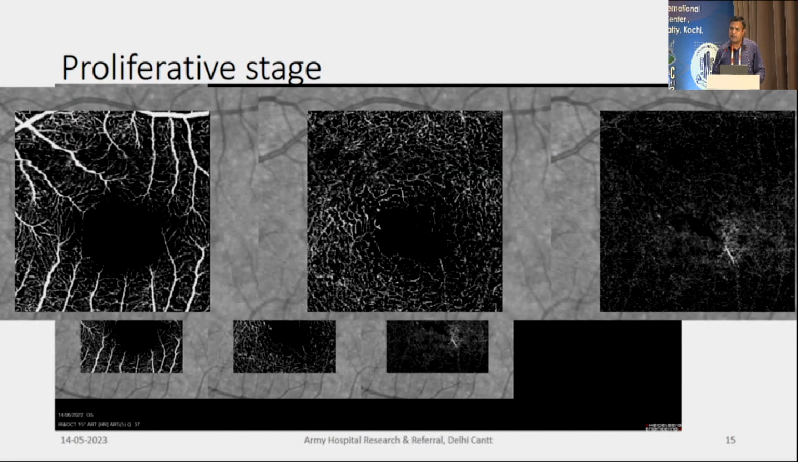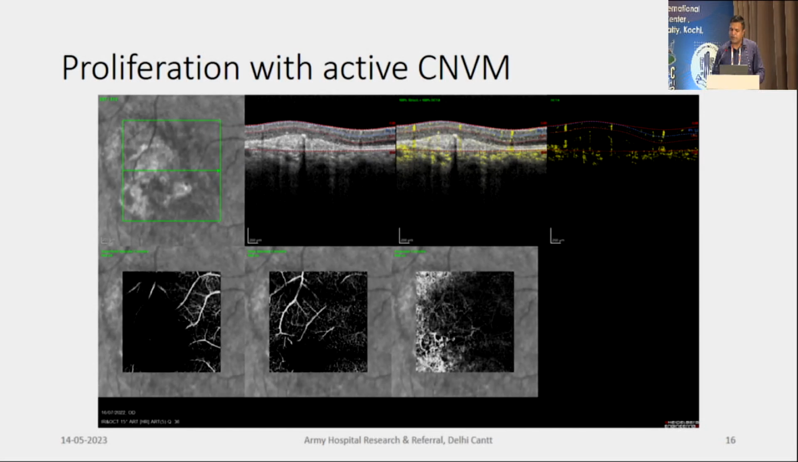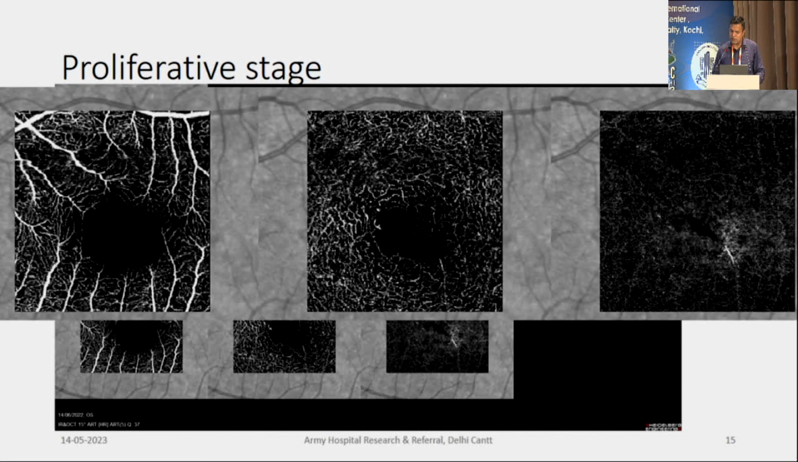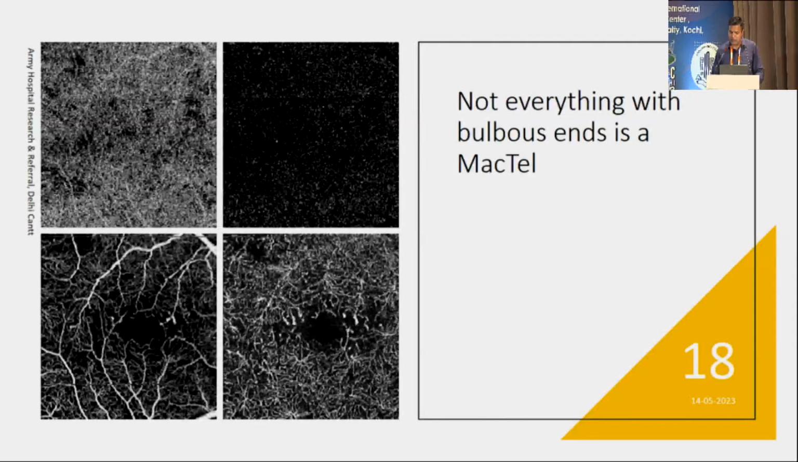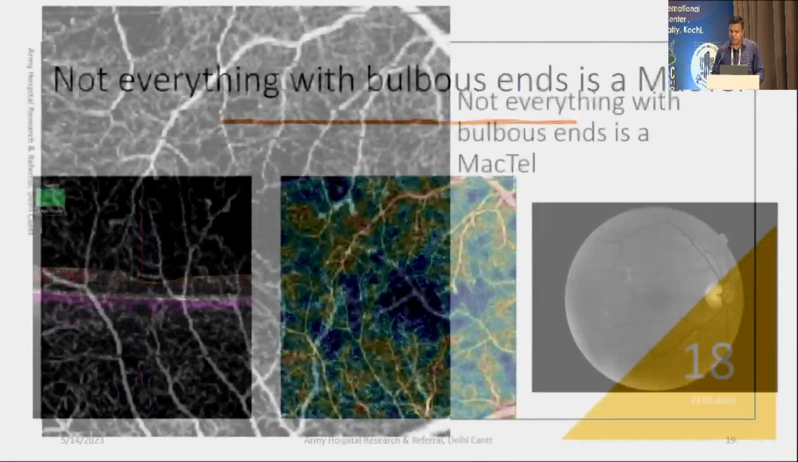And you find that the deep capillary plexus shows you classical changes of Mactel, while the outer retina shows you early proliferative changes, which can be seen as these hyperreflective shadows. The Mactel can occur along with an associated active CNVM, as in this case. But not everything which is bulbous is a Mactel.